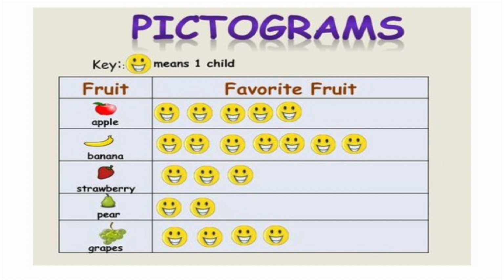And each smiley face means one child likes that fruit. So how many people, or how many children like apples? 5. And how many like bananas? 7. Strawberry? 3. Pears? 2. Grapes? 4. Excellent, guys. Well understood. So you can see how we can use pictures to represent data. No numbers or figures, just pictures.